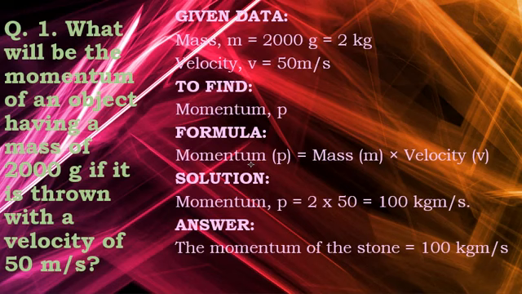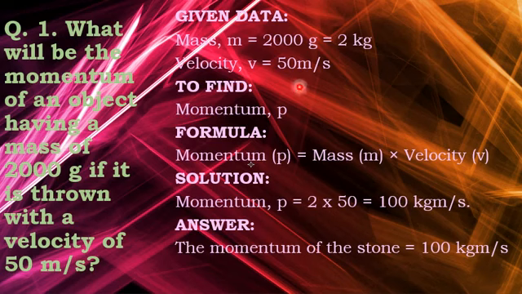So here you are able to see a numerical relating to momentum. What will be the momentum of an object having a mass of 2000 gram if it is thrown at a velocity of 50 meter per second? Here we are given the mass and the velocity. We are asked to find out the momentum. Momentum is equal to mass into velocity, P is equal to m into v.